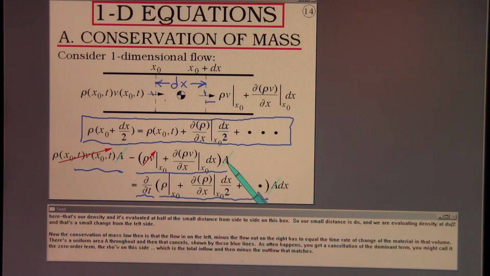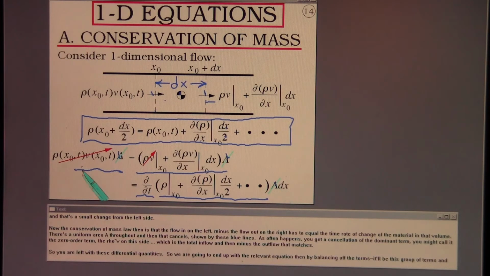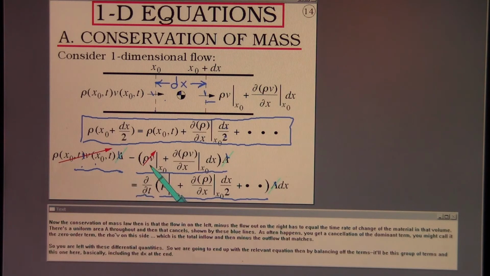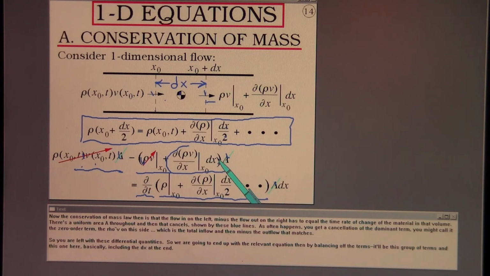There's a uniform area A throughout, and then that cancels, shown by these blue lines. As often happens, you get a cancellation of the dominant term. You might call it the zero order term, the rho v on this side, which was a total inflow, and then minus the outflow that matches. So you're left with these differential quantities. So we're going to end up with a relevant equation then by balancing off the terms. It'll be this group of terms and this one here, basically, including the dx at the end.